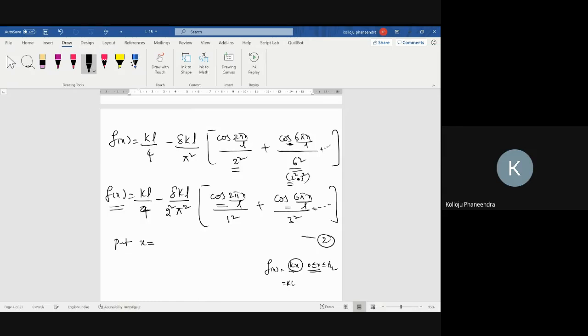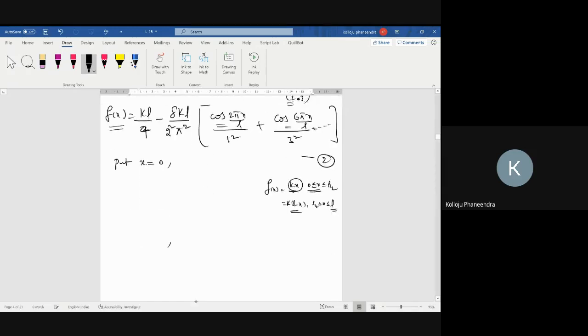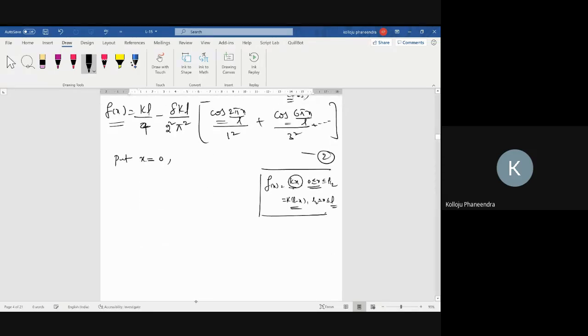What is this? It becomes k into L minus x, for L by 2 less than or equal to x less than or equal to L. At L also it is 0. No problem. Put x equal to 0. Then f of 0 equals kL by 4 minus 8kL by 4 pi square, into 1 by 1 square, 1 by 3 square and so on.